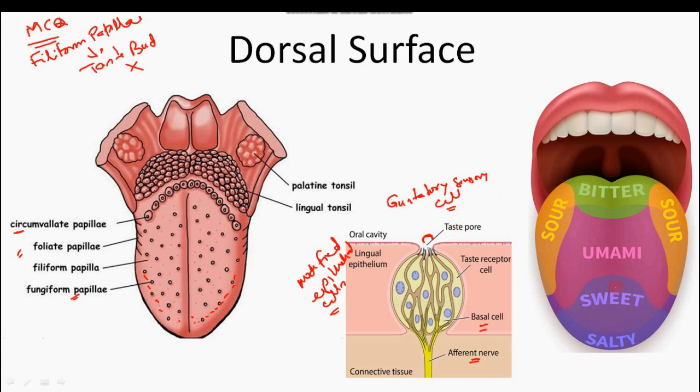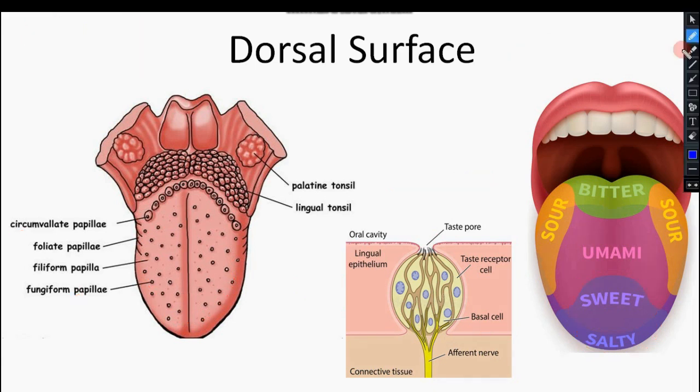So these taste buds in the tip of the tongue are for the taste of sweet and salty food, and on the side are for sour, and on the pharyngeal part of the tongue are for bitter. Whereas here in the dorsum of the tongue, this unique taste is umami.